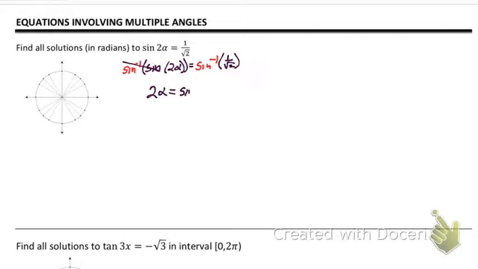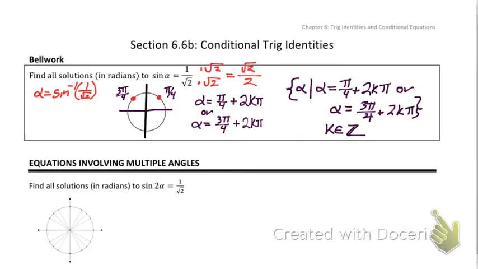equals sine inverse of 1 over square root of 2. Well, this is what we've been doing the whole time. We've been asking ourselves, which angle gives me 1 over square root of 2? So we're going to do all the work the exact same, except we're going to leave this 2 alpha over here. I'm going to look for where is sine inverse 1 over square root of 2. Well, we already did that in our bell work. We said sine inverse of 1 over square root of 2 equals pi over 4 or 3 pi over 4.